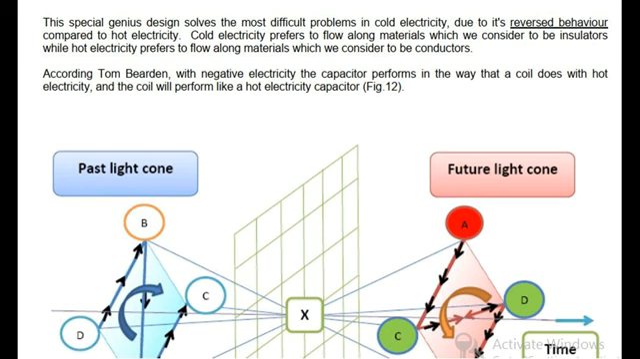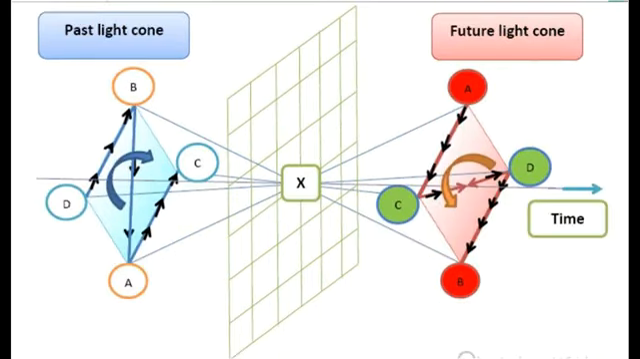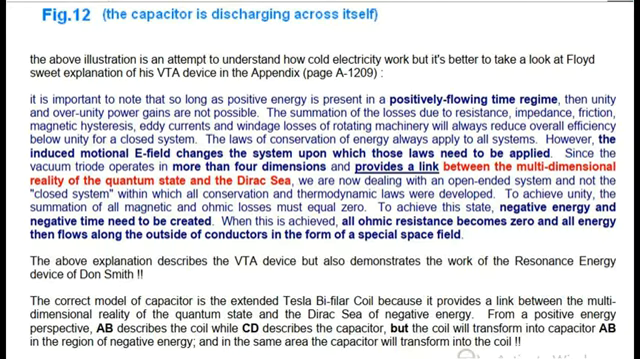According to Tom Bearden, with negative electricity the capacitor performs in the way that a coil does with hot electricity, and the coil will perform like a hot electricity capacitor, Fig 12. Past light cone. Future light cone. Time. Fig 12. The capacitor is discharging across itself. The above illustration is an attempt to understand how cold electricity works, but it's better to take a look at Floyd's sweet explanation of his vacuum triode amplifier device in the appendix, page A, 1209.